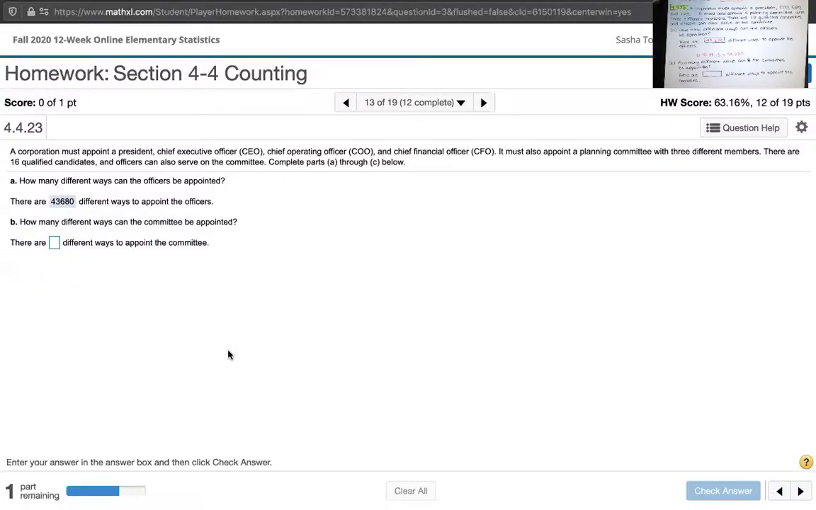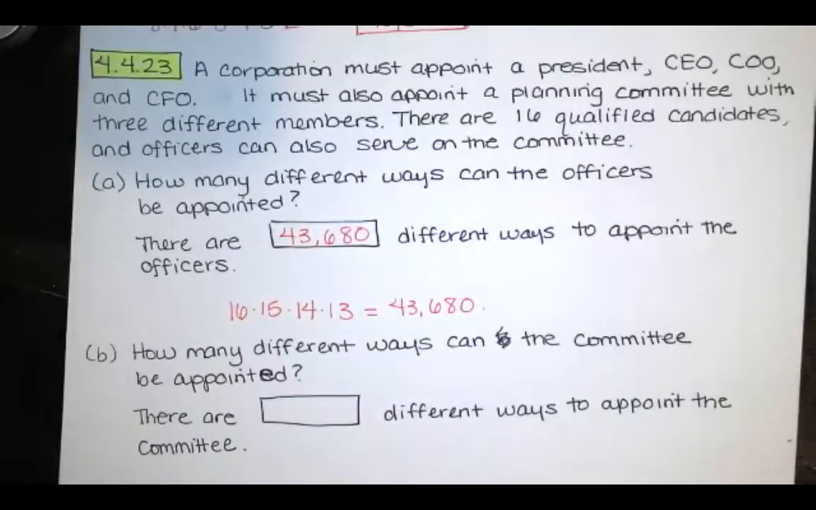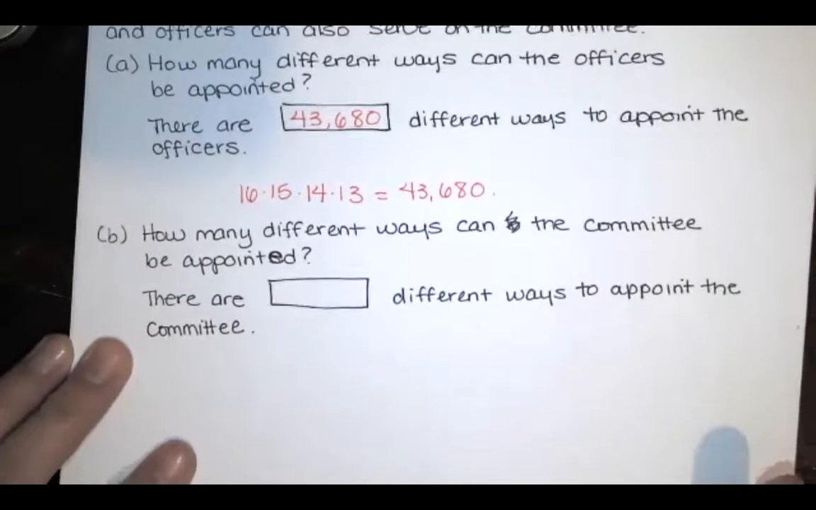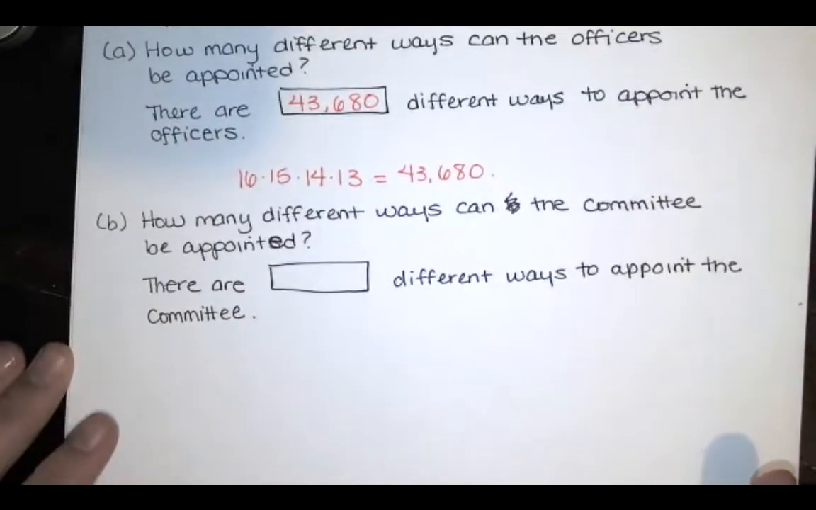There we go. Now the homework problem says, how many different ways can the committee be appointed? And then it asks us just to fill in the blank in order to answer that. So I'll stop sharing my screen again and I'll show you my paper. Okay, how many different ways can the committee be appointed?